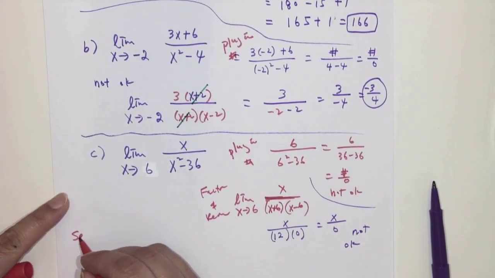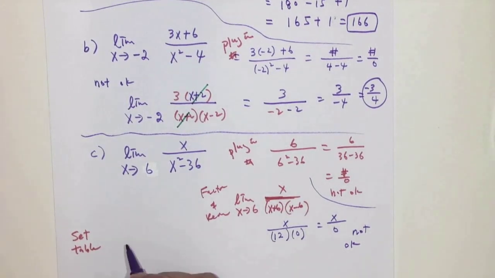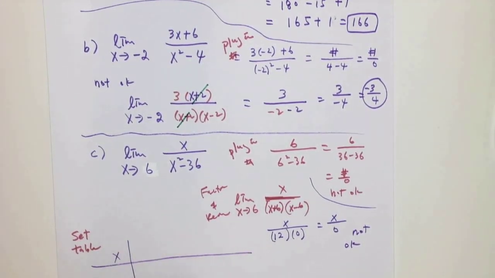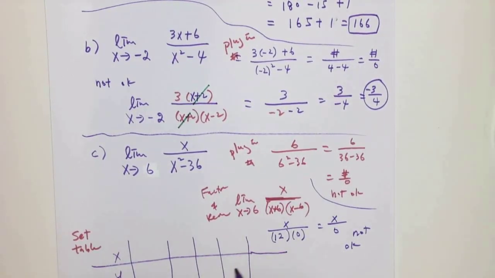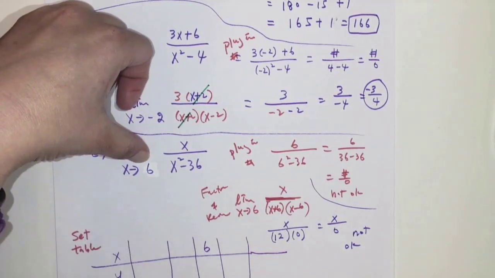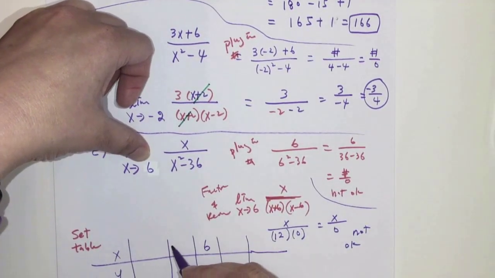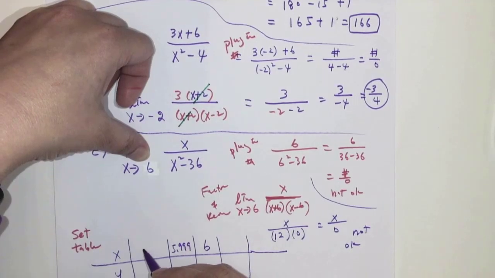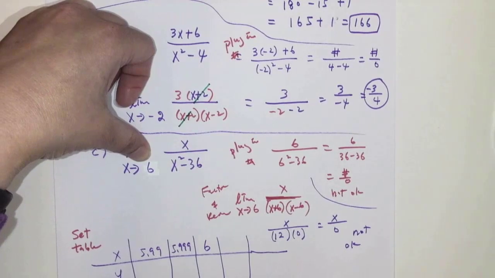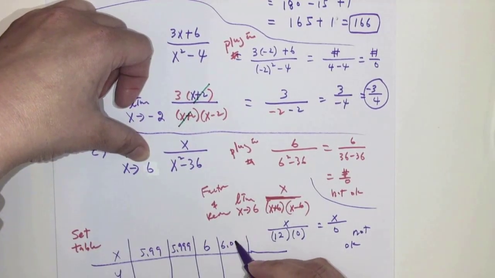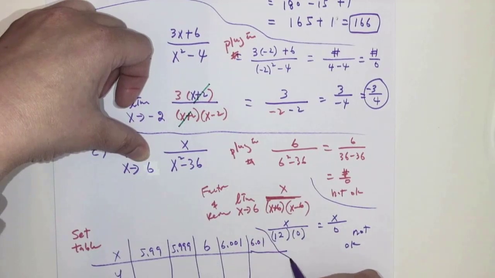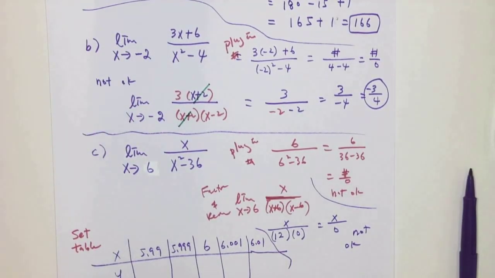So how do we set up a table? Basically, you put the x value on top and the y value at the bottom, and you want to see, as x approaches 6, what is the trend for the y value. So for numbers very close to 6, we can have maybe 5.999 and 5.99. And then on the other side, we can have 6.001 and 6.01, something like that, right? So we want to check and see what will happen if you plug into the calculator.